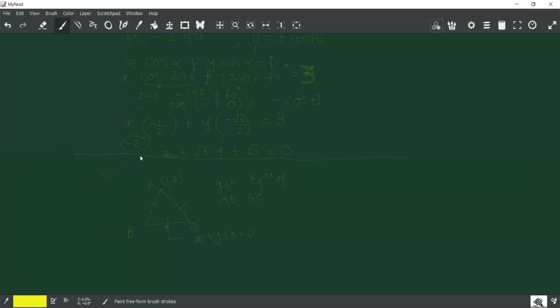So this is our next sum. An equilateral triangle is given.